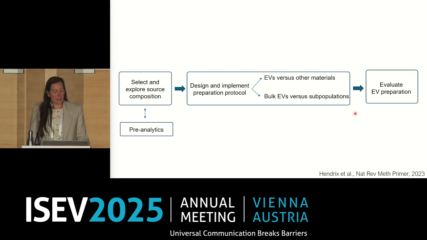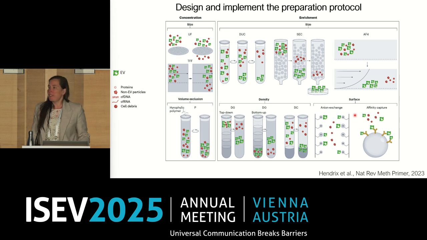So we selected the source, we understand the composition, we know that pre-analytics can have a downstream impact, but how do we then design and implement the preparation protocol? Well, there are different methods that are routinely used to prepare extracellular vesicles from a biofluid. And I already highlighted different terms with the opening slide, but for example, some methods are commonly used to concentrate the sample, to reduce the amount of volume we're working with, which is particularly of interest when you're working with urine and cell culture supernatant.